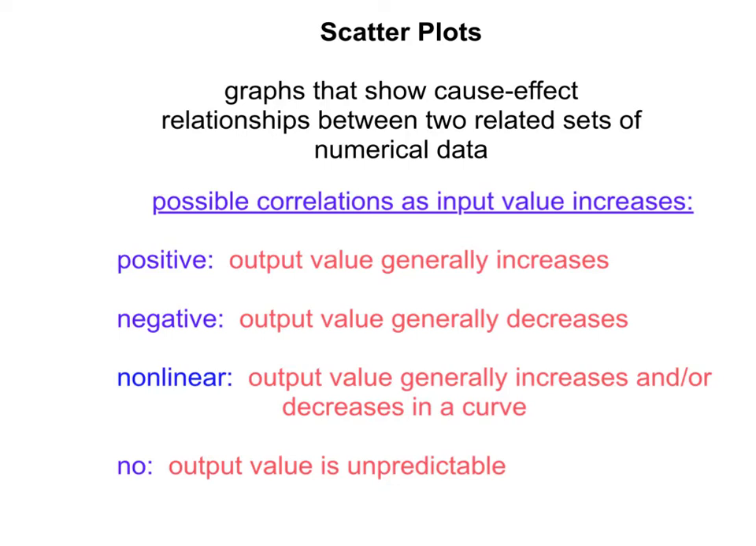Now the other two are going to be a little bit different. A nonlinear correlation is one where the points fall in a curve, and they may curve upward, they may curve downward, they may do both. They may start out increasing a lot and then come back down again, or they may come down then go up, or they may just simply go up slowly but then speed up a bit like that. So that's nonlinear. Then the last one is no correlation, which means that the output value is unpredictable. As we increase the input value, the output values are going all over the place. They're going up, they're going down, and there's no way that we can predict what a given output value will be if we know the input value.